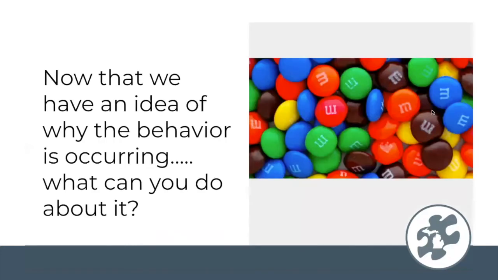So now that we have an idea of why the behavior is occurring, what are you going to do about it? You're not going to be collecting data and information just to sit and look at it and know why it's happening. The point of doing that is to be able to treat it or do something about it so it doesn't happen at such a high frequency.